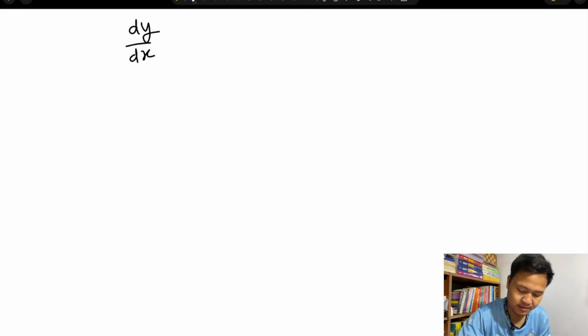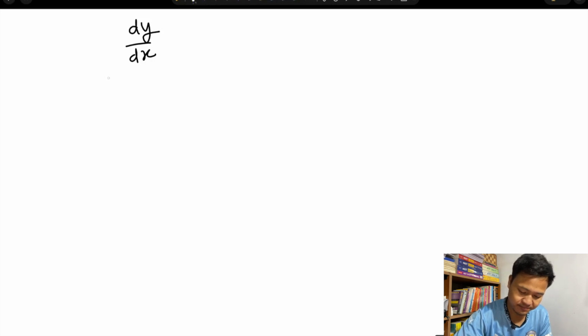So let's start. First, the velocity formula or speed formula is v equals dx by dt. Before we go into that, we have done dy by dx, differential calculus. So what does this mean?